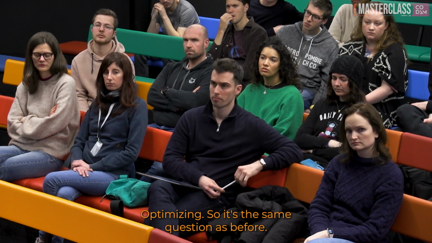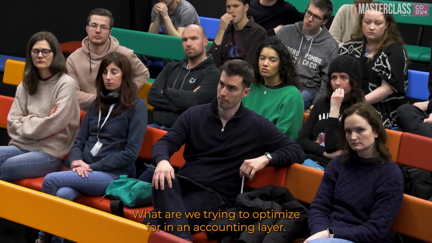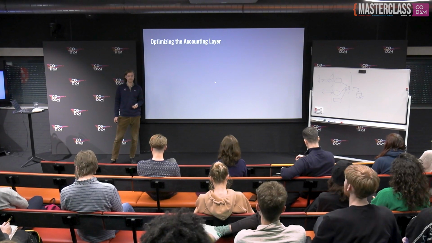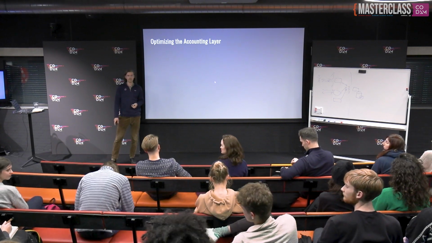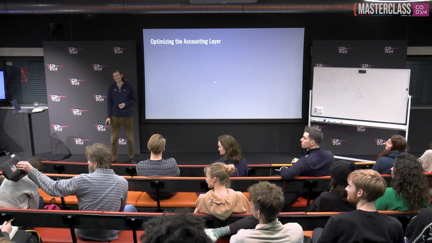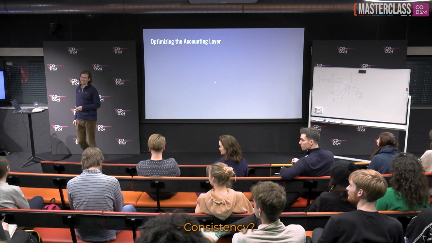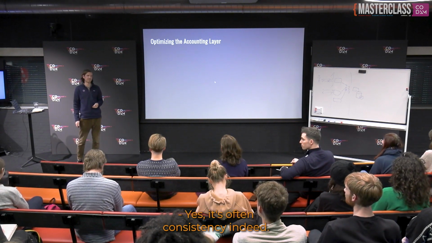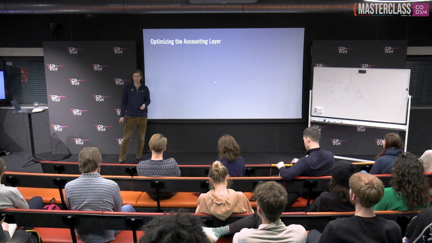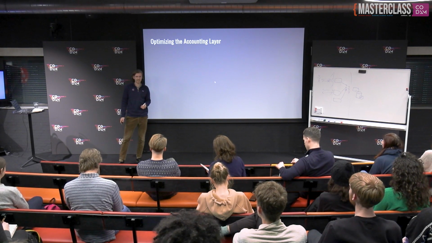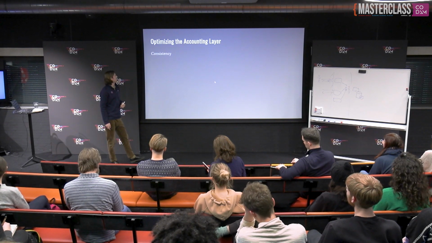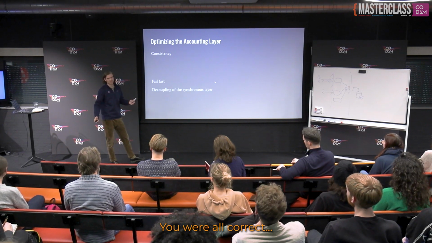Optimizing, so it's the same question as before, right? What are we trying to optimize for in an accounting layer? Consistency? Yeah, it's often consistency, indeed. Any other things? So you were all correct in not naming another one.